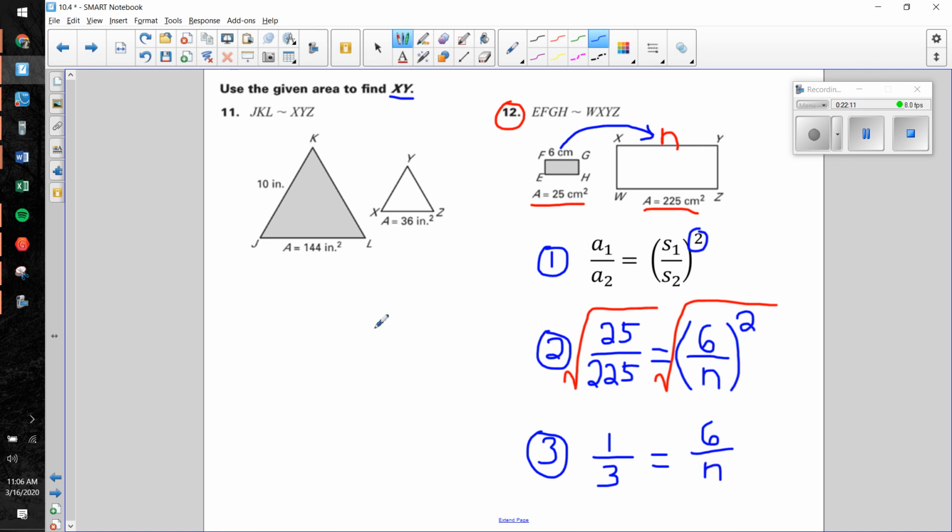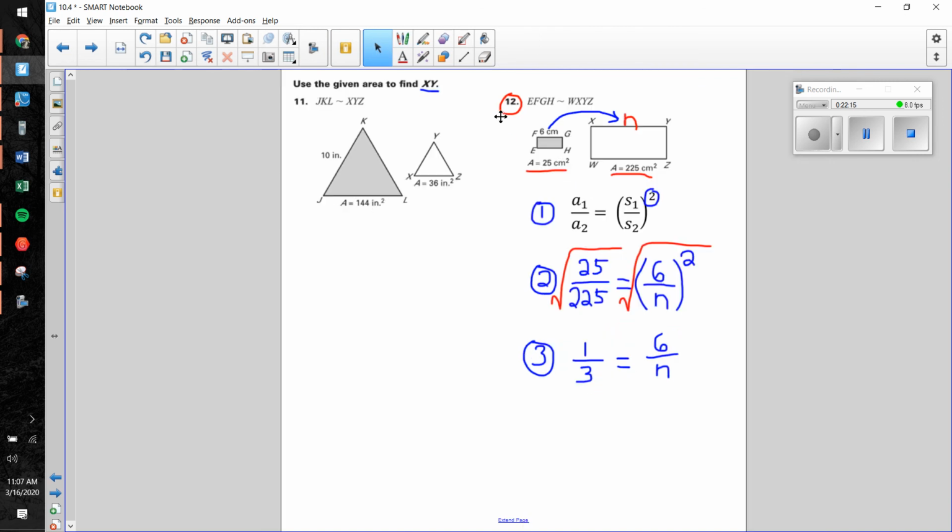Okay. And now to go on further from here, this one's pretty simple. In some cases it might be a little bit more complicated, but this is a proportion here, so you could cross multiply. But in this case it works out nicely. The 1 times n just gives you an n, and the 3 times 6 is going to get you an 18 now for the measure of that missing side.